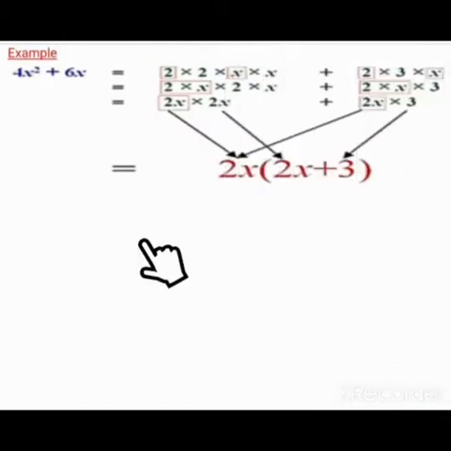Let us understand with the example 4x square plus 6x. 4x square means 2 multiply 2 and x multiply x. And 6x means 2 multiply 3 multiply x. So which is the common factor? 2 is the common factor, and in the variable, 1 x is common because here 2 times x is there and here 1 time. So 2x is our common factor. Now what is remaining? Here 2x and here 3. So the factorized form is 2x in bracket 2x plus 3.